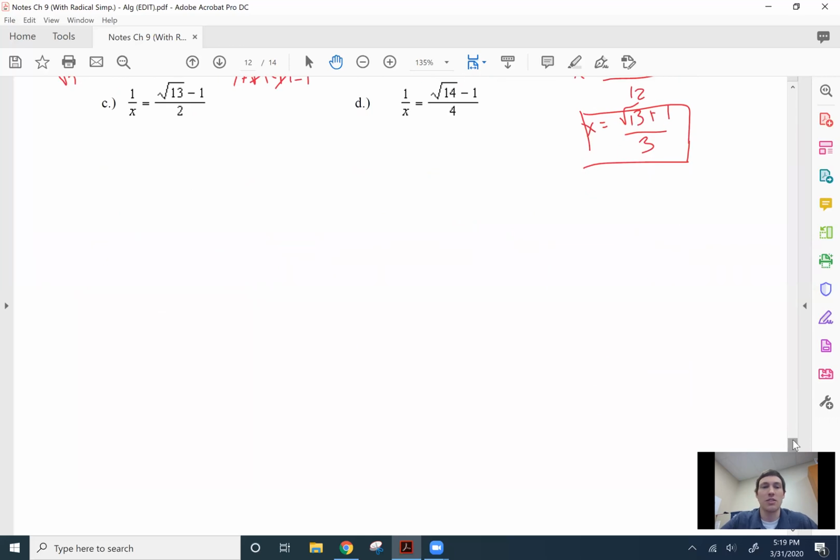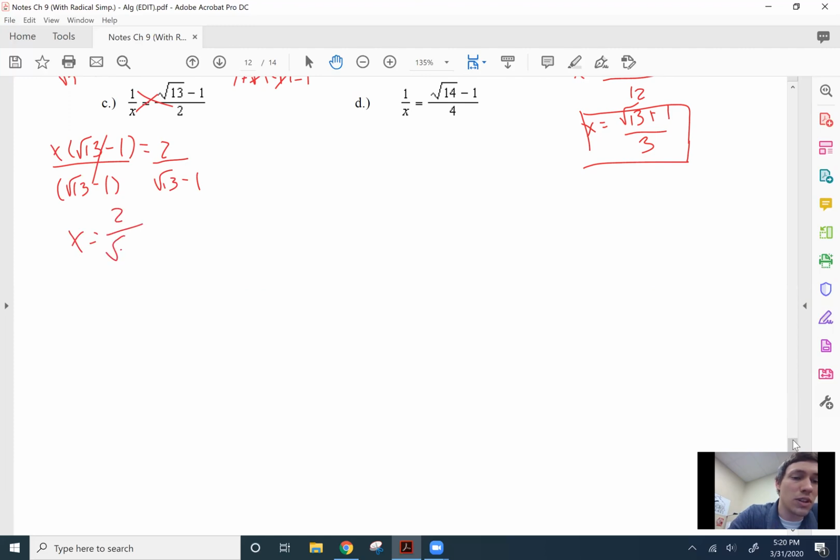All right, let's try these two. Cross multiply here. Again, I'm going to get x times radical 13 minus 1 equals 2. Divide both sides by radical 13 minus 1. Cancels, I get x equals 2 over radical 13 minus 1. I have to multiply both top and bottom by radical 13 plus 1 to get the radical out of there, because again, I can't have a radical in the denominator.